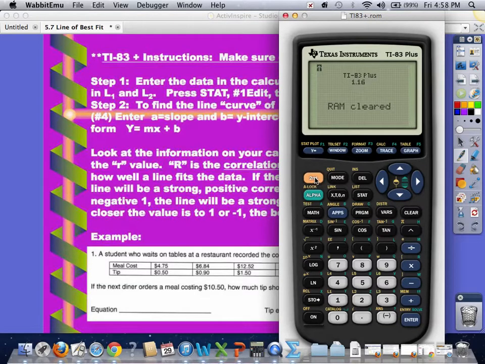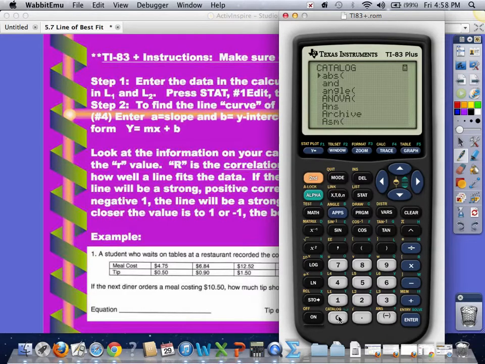So you hit second, and then you go to catalog. Second catalog. Why is it not working? Second catalog. Why isn't the second button working? Hold on. See if I can work it from here.